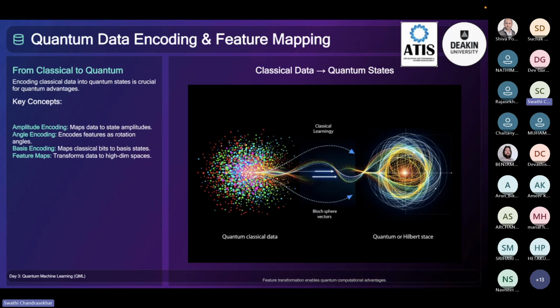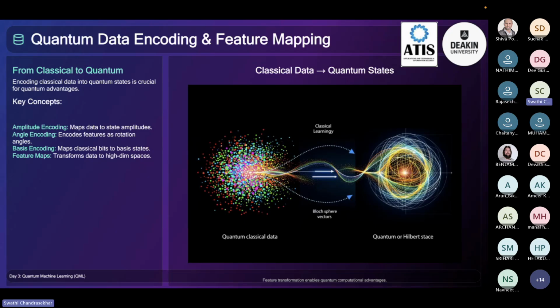And then we have feature maps. A feature map is not just a single rotation. It's a small circuit whose job is to transform the input data into a possibly high dimensional quantum state, often using entanglement. The idea is very similar to kernel methods in classical machine learning. In kernel methods, we take data that might look inseparable in its original space and map it into a higher dimensional feature space where separation becomes easier. The feature space is the Hilbert space of the quantum system, which can be enormous.